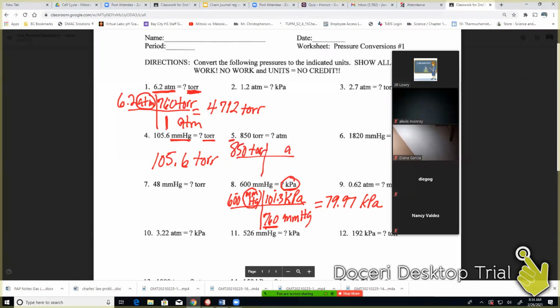Torr, and I want to get to atmospheres, right? And if this is torr, so 760, and 1. So we have 850 divided by 760. 1.1 or 1.11 ATM, atmospheres.